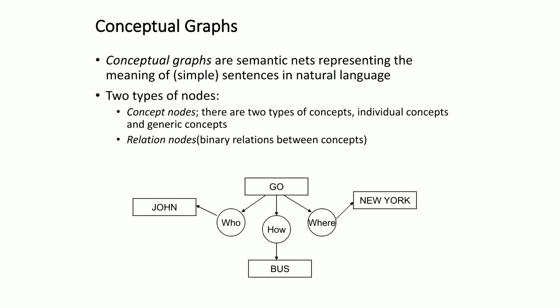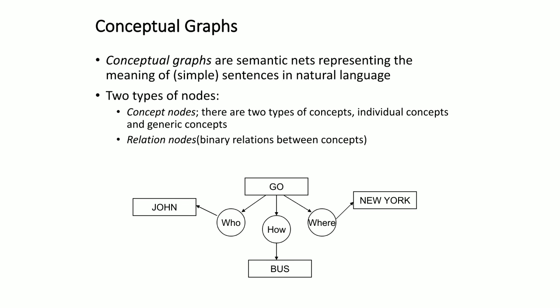So, in this slide, we are going to discuss conceptual graphs. Conceptual graphs are semantic nets representing the meaning of a simple sentence in a natural language. Suppose there is a sentence, John goes to New York. There are two types of nodes. Concept nodes: there are two types of concepts, individual concepts and generic concepts. Relation nodes are binary relations between concepts.